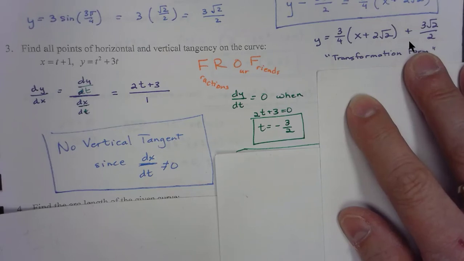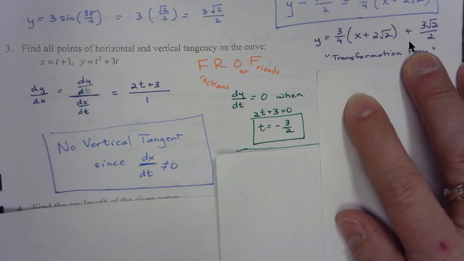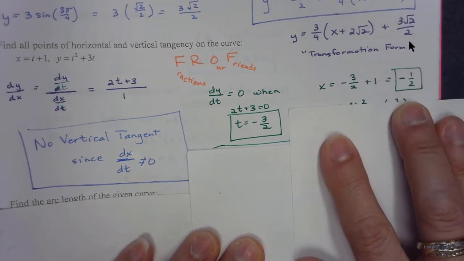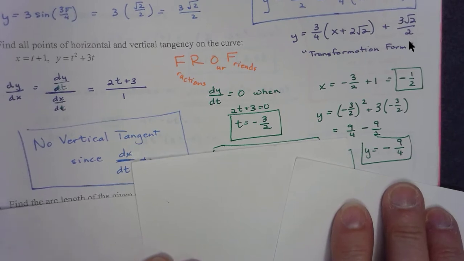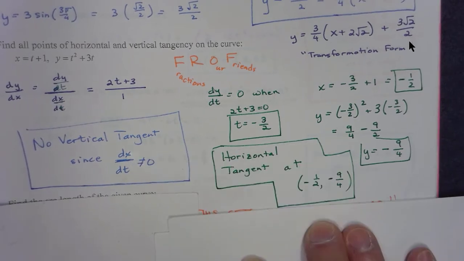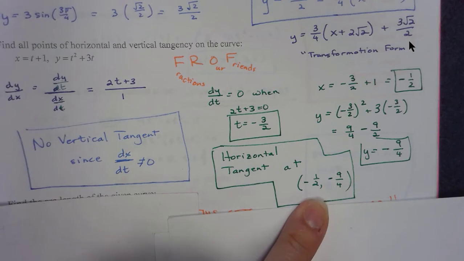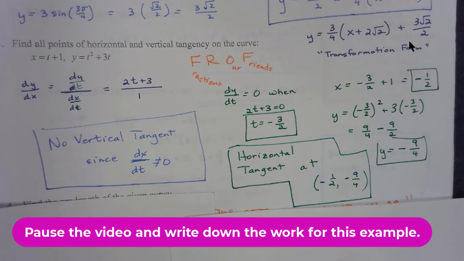Now, it says to find all points of horizontal and vertical tangency. All I have is a t value. I need the x and the y coordinates. So I know what t is, so I can find x, I can find y, and now I can answer the question. We have a horizontal tangent at the point negative 1/2, negative 9/4. Again, fractions are our friends. Leave it like that. Don't change it to decimals. All right, take a moment to write down your work for this example.